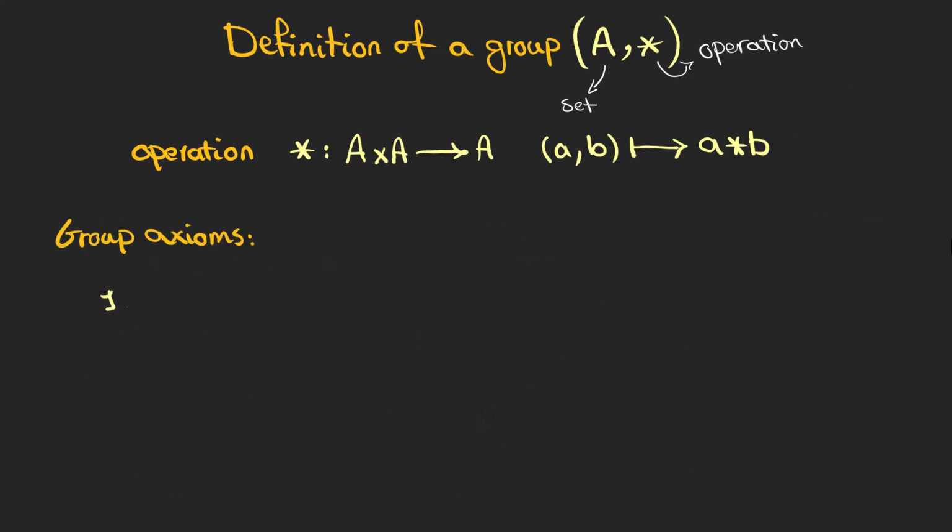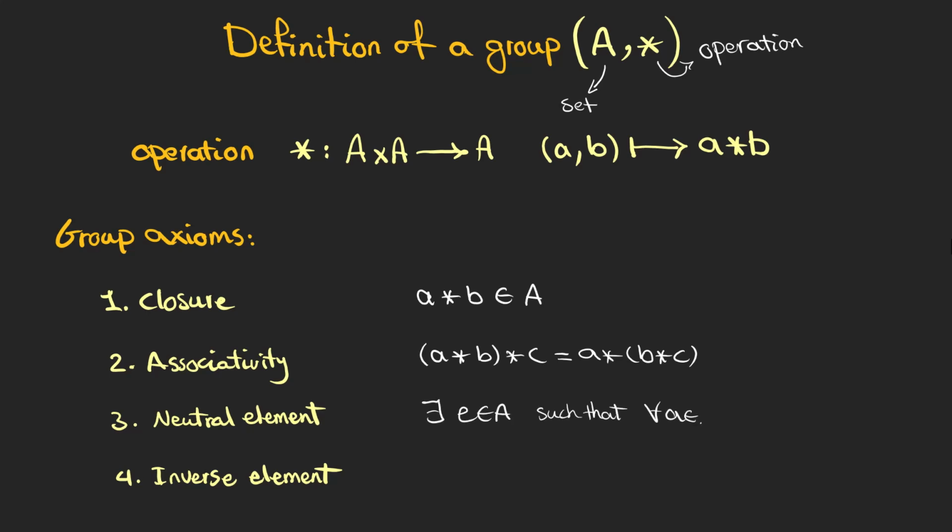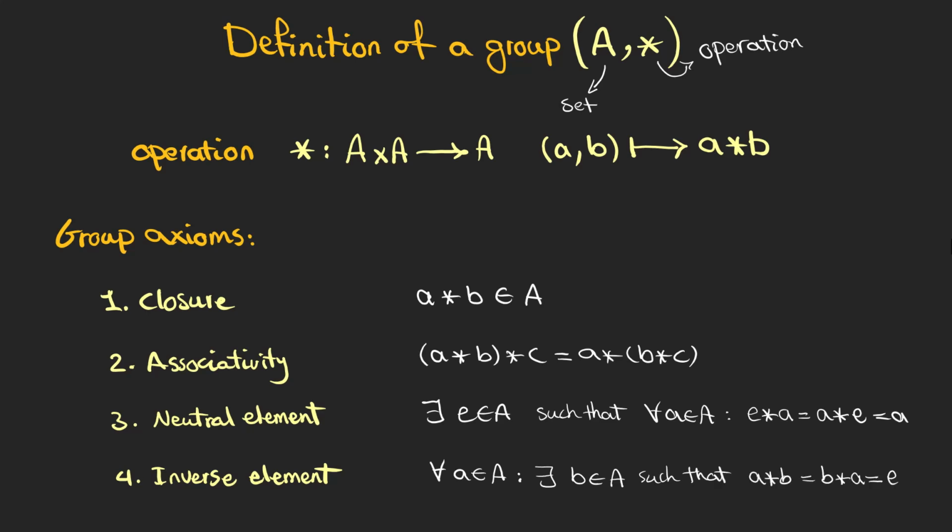Also, there are 4 group axioms that must be satisfied: closure, associativity, existence of a neutral element, and an inverse element for every element in the set. Closure suggests that the result of the operation is in the set. This is associativity and is difficult to be said in words. The third axiom suggests that there exists an element in the set such that for every element A in the set, this equation holds. And finally, the last one suggests that for every element in the set, there exists another element in the same set for which the result of operation is the neutral element.